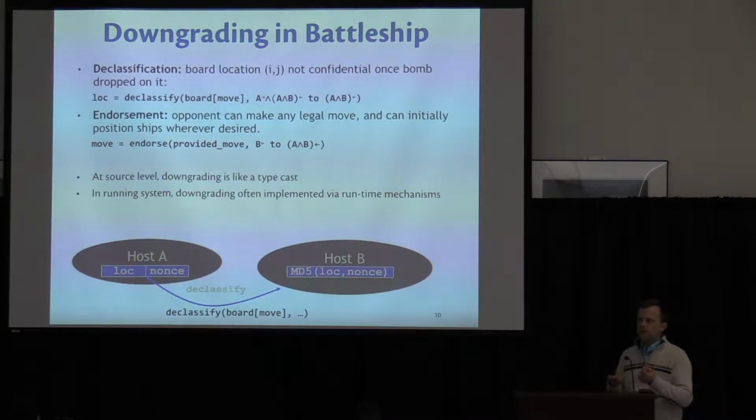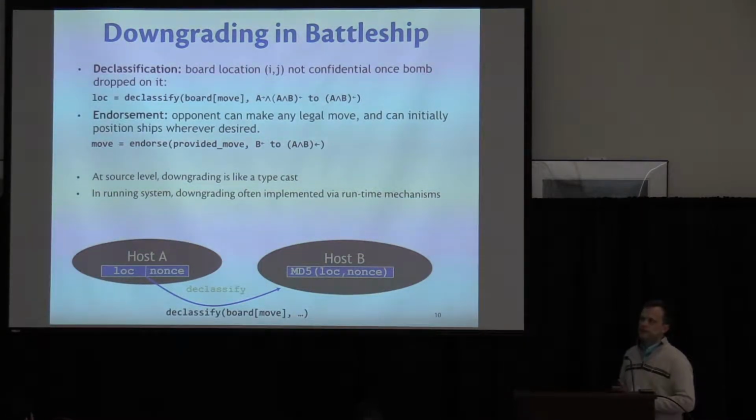And so Bob endorses that and says, okay, I'm now going to consider that to be Alice's move for this turn of the game. So that endorsement then actually causes the system to do something interesting. At the type level, at the source language level, these declassify and endorsement things just look like typecasts. You normally think of a typecast in a language like C as having no real computational content. It's just, please pretend the following thing.